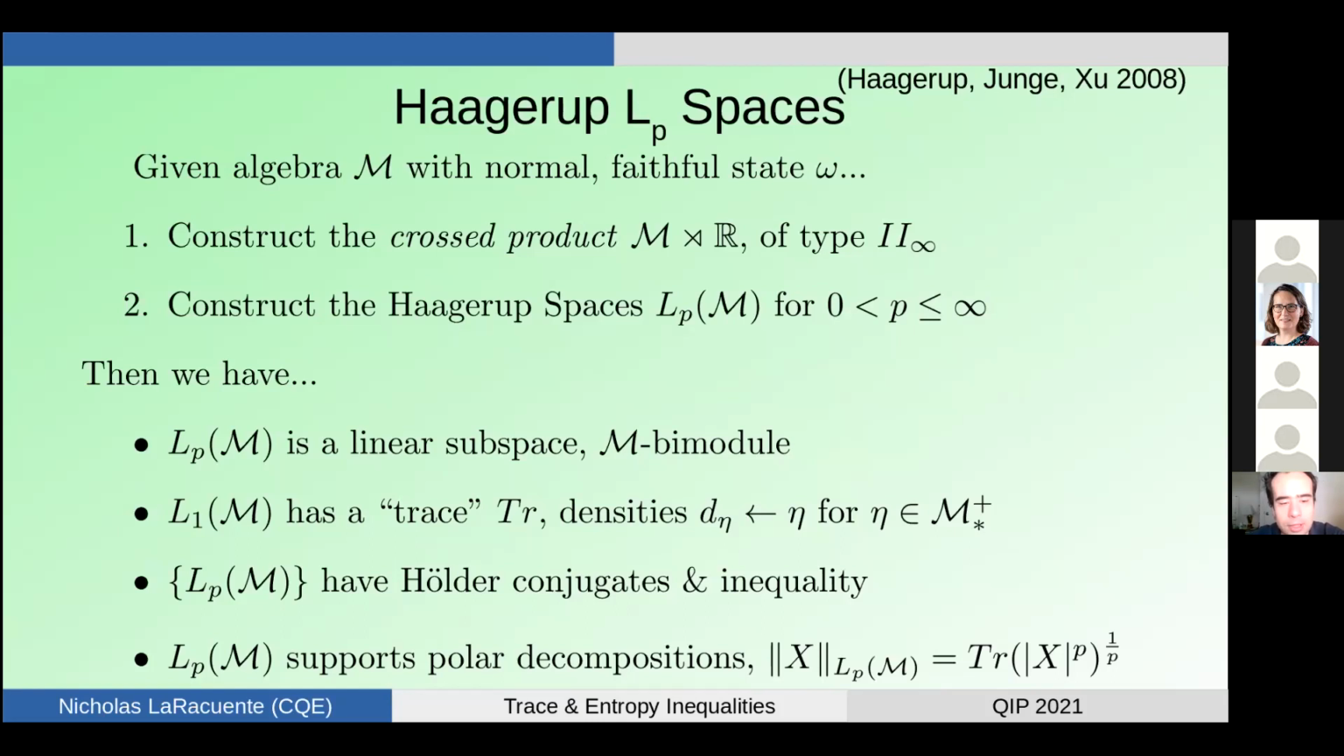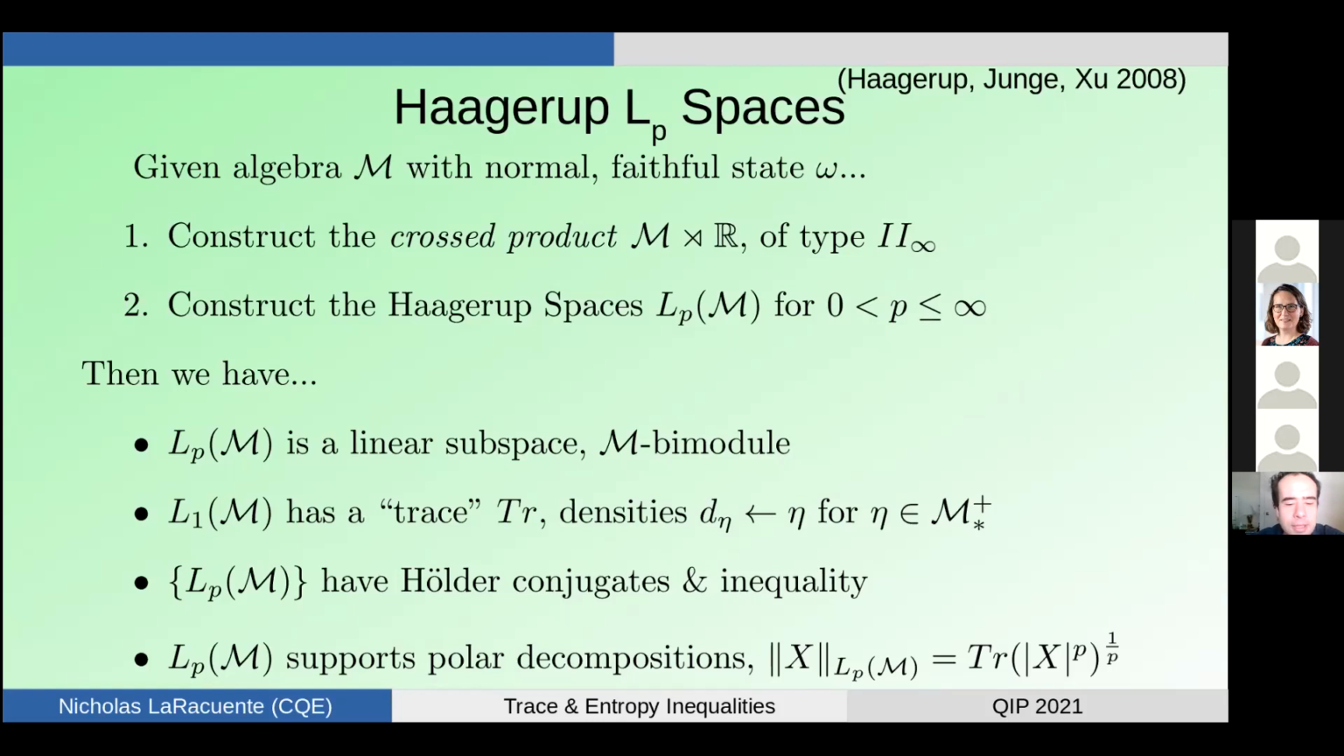We would then construct these Haagerup L^p spaces. And these are spaces that are linear subspaces and they're M-bimodules. And the Haagerup L^1 space has a functional that we would refer to as the Haagerup trace.